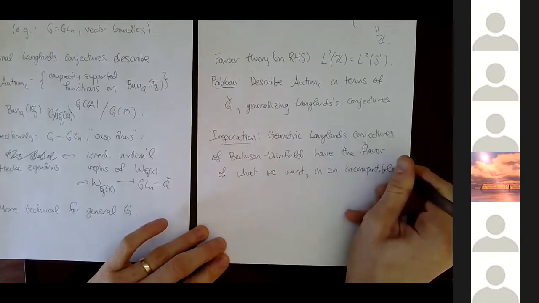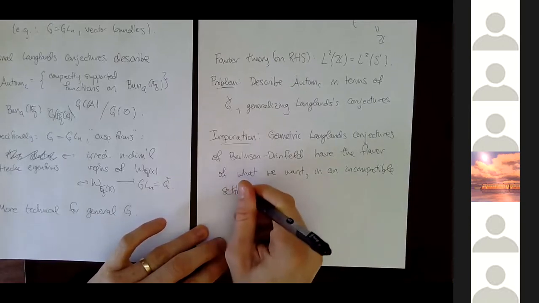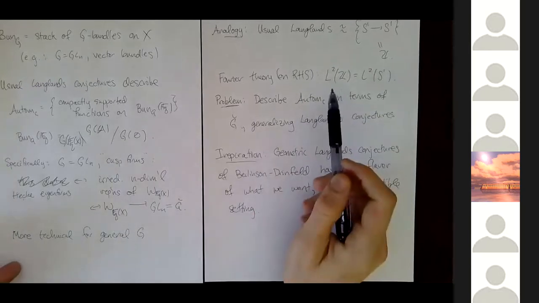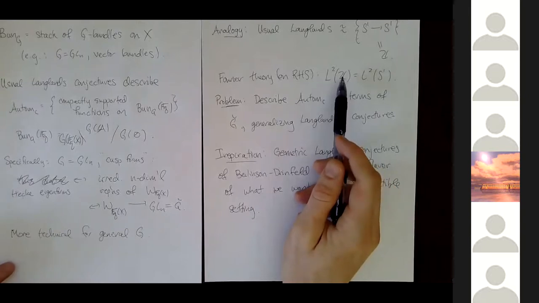Actually, one quick question is, are you saying there's some general formulation of the Langlands conjectures that includes Fourier theory as a special case? Am I certain that, so certainly I don't want to say anything about... That would be neat, but I don't know if that's it.